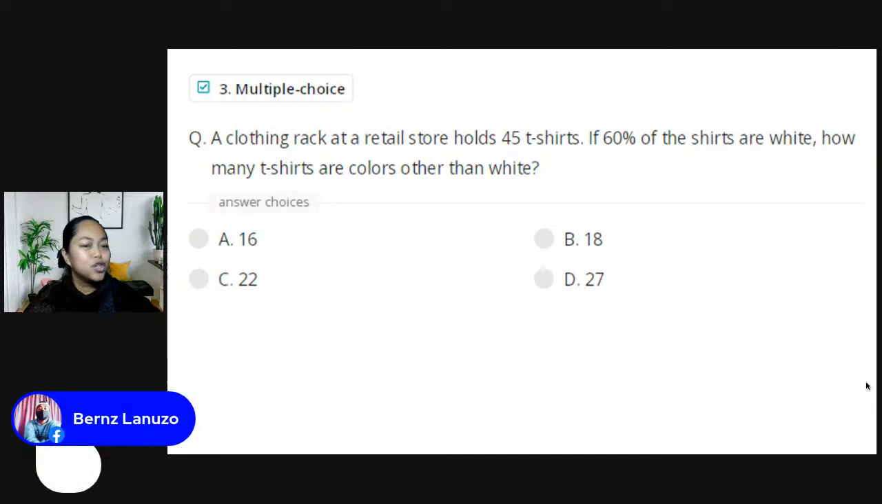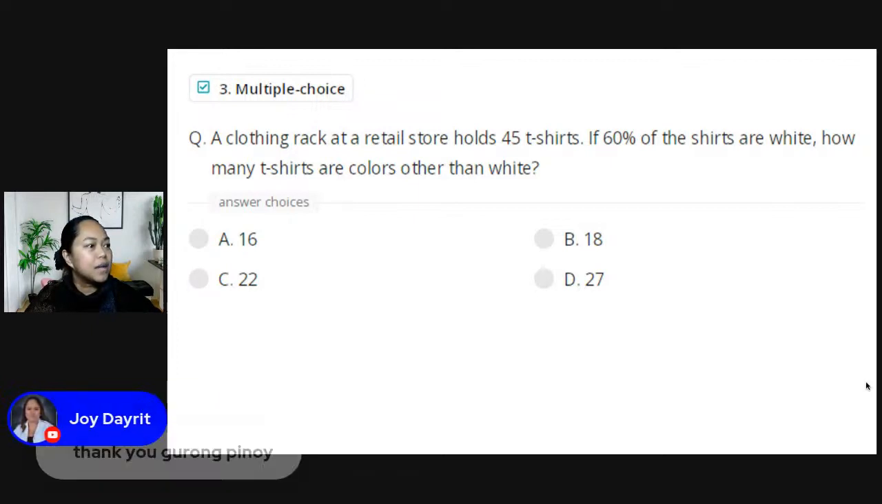Okay, what is your choice for number 3? This is math, no? Category of math. Okay. Which one do you think is the correct answer?